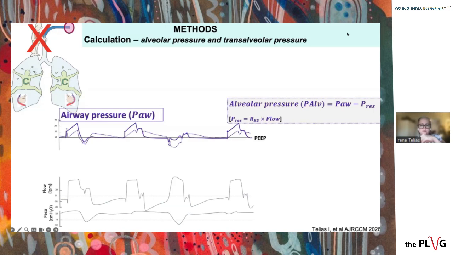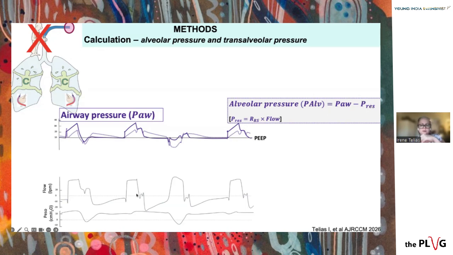So to calculate the alveolar pressure, we had to subtract the resistive component. So we calculated a tracing of the alveolar pressure, which was the airway pressure minus the resistive pressure. And the resistive pressure we calculated by multiplying the flow rate times the resistance of the patient. You see how the alveolar pressure is always lower than the airway pressure. And when the patient has a strong breathing effort, you see that it drops even below PEEP.